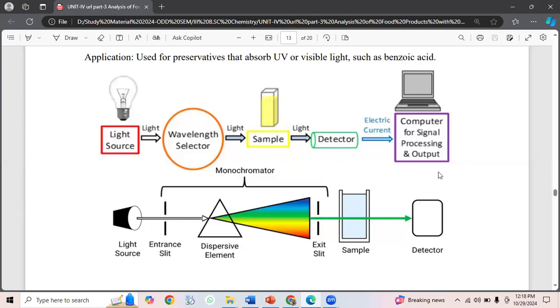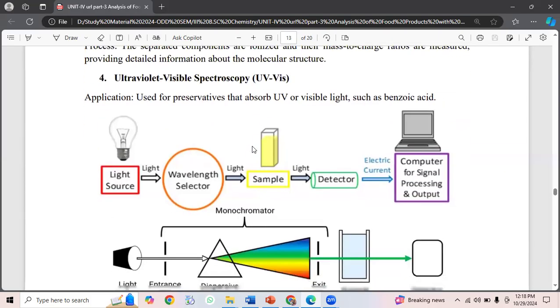It is commonly used to determine impurities. If you are taking food particles, what impurities are present in that food? UV visible is commonly used to identify impurities and analyze the compounds in the system. This UV visible spectrometry is used for preservatives that absorb UV or visible light, such as benzoic acid.